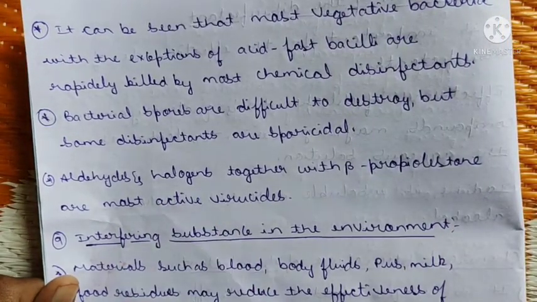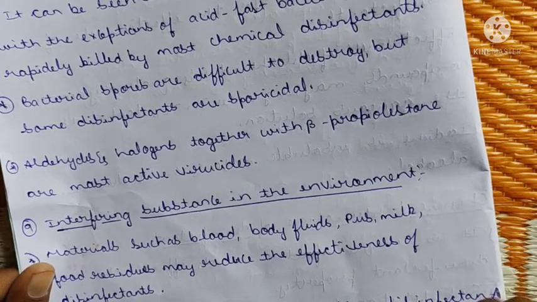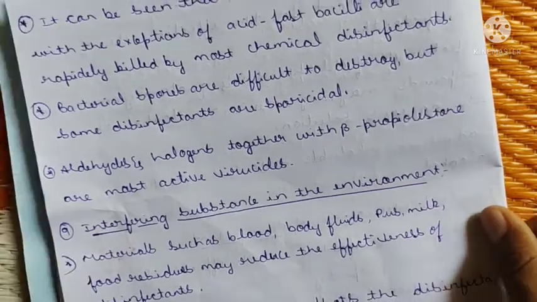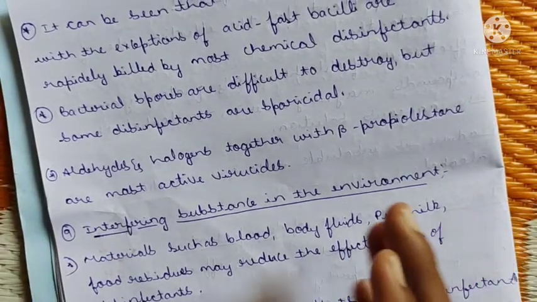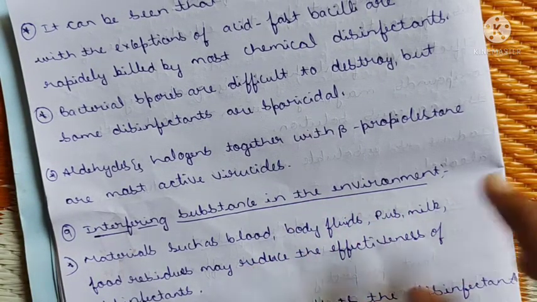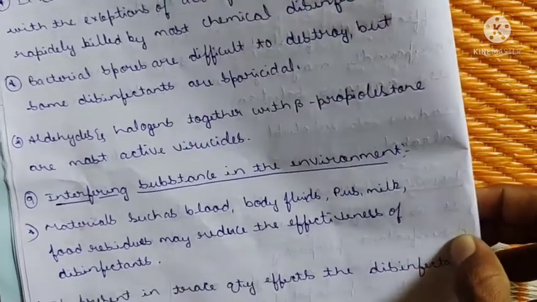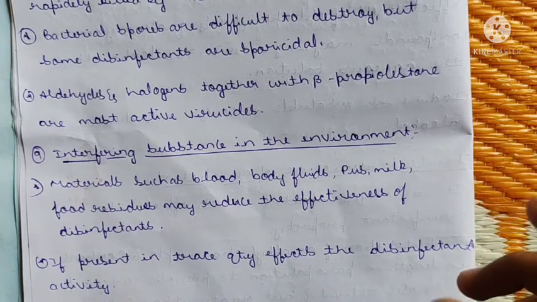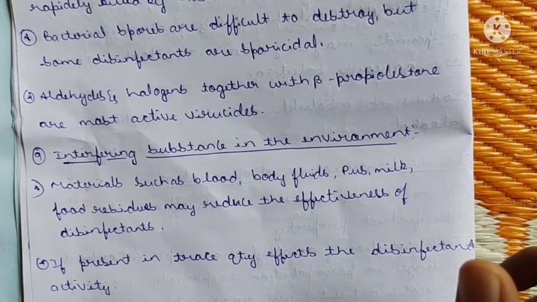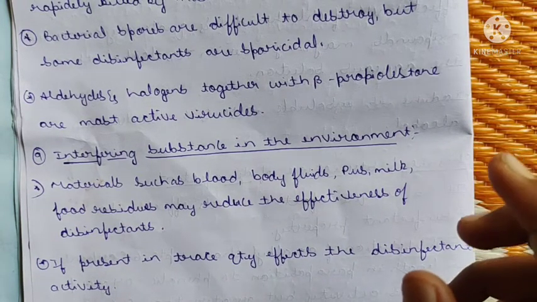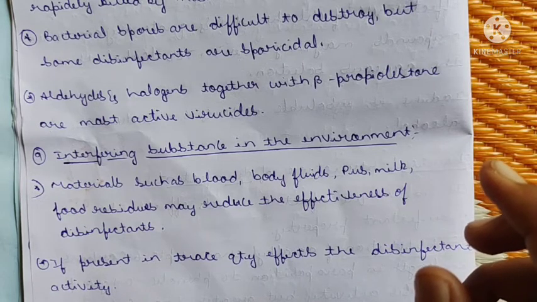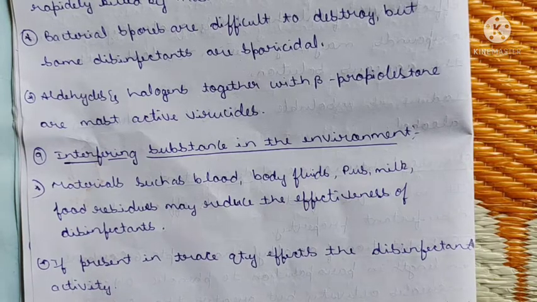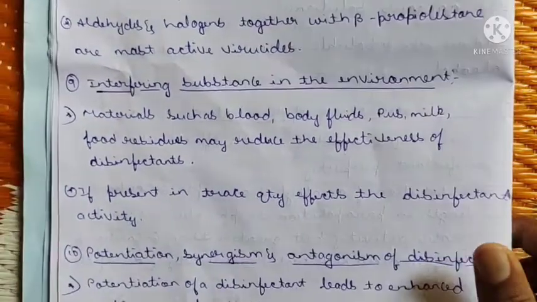Aldehydes and halogens, together with beta-propiolactone, are the most effective viricides. We can kill viruses by using these aldehydes and halogens. Then interfering substances in the environment also play a vital role. Materials such as blood, body fluids, pus, milk and food residues may reduce the effectiveness of the disinfectant. Even if present in trace amounts, they can vary the disinfectant activity, my dear brothers and sisters.